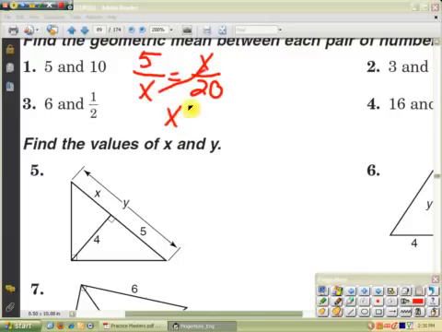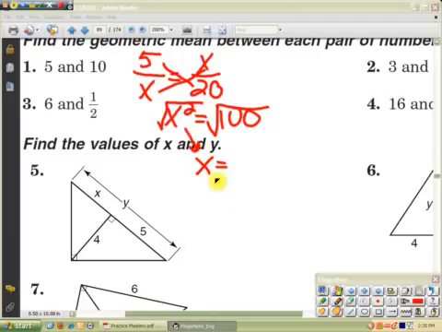And then we're going to cross multiply. So we're going to get x squared equals 20 times 5, which is 100. And then we're looking for x, not x squared, so we have to take the square root of both sides to get rid of the square. That leaves you with just x here and 10 on this side. So x is 10. The geometric mean between 5 and 20 is 10.